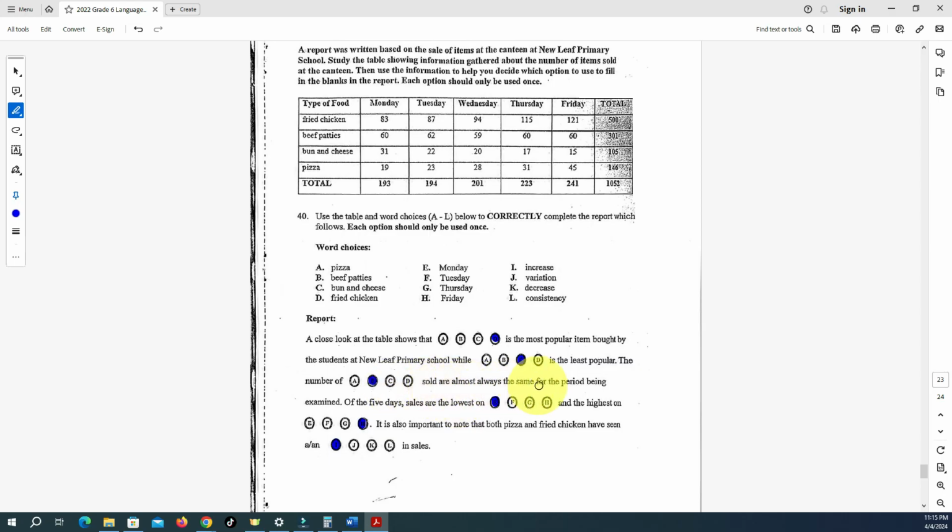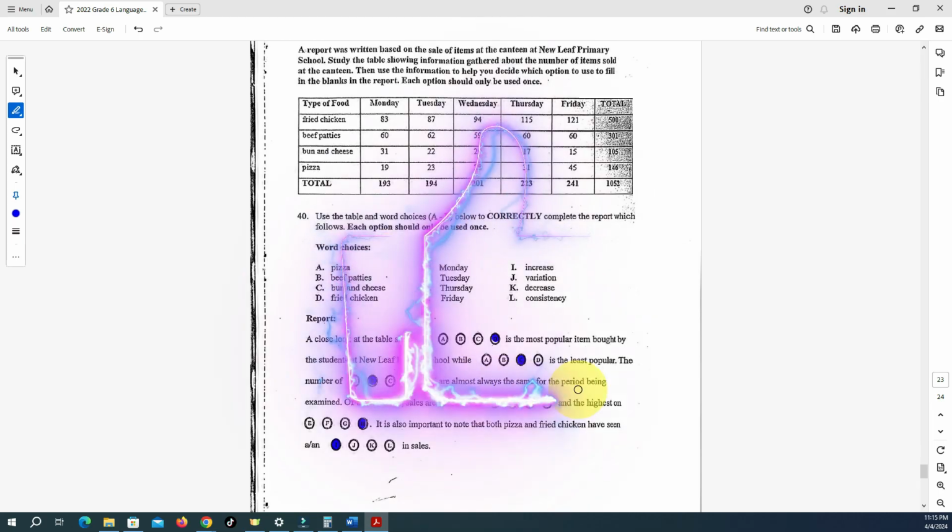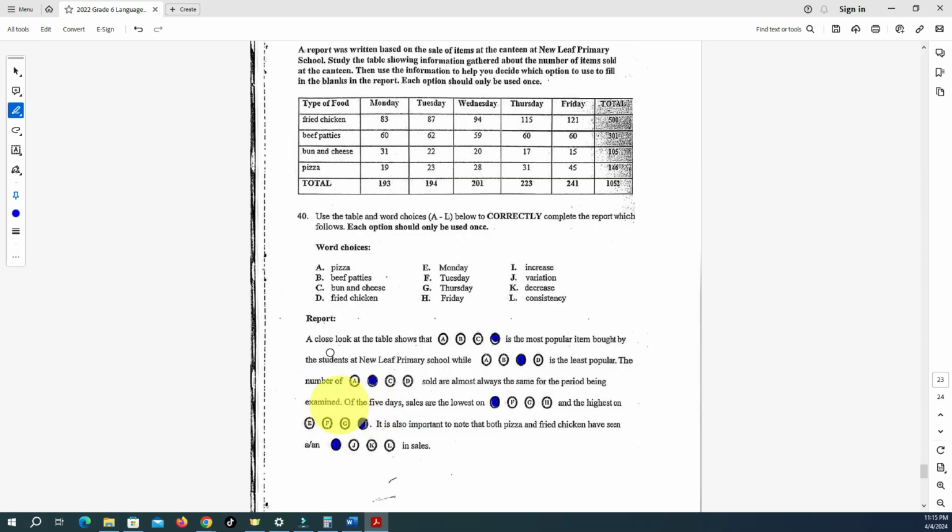All right, sold are almost always the same. So it says the least popular. The number of blank, I chose B, which is beef patties sold are almost always the same for the period being examined. So if you look at beef patties, it's 60, 62. It's always almost the same thing, right? Everything else seems to fluctuate, but look, sometimes it's just one or two apart. So I'll say beef patties. That's why I chose beef patties right there.